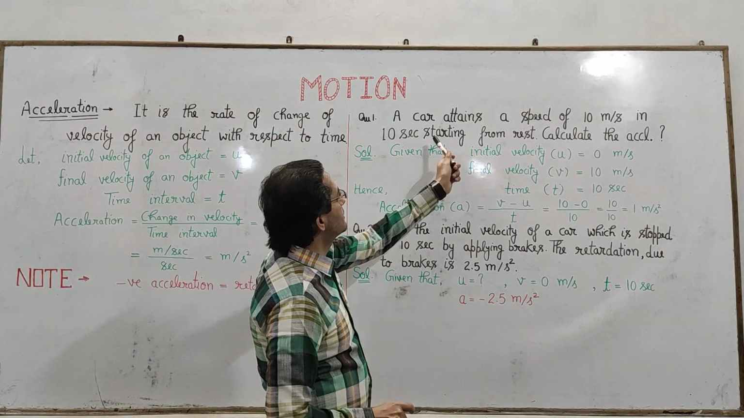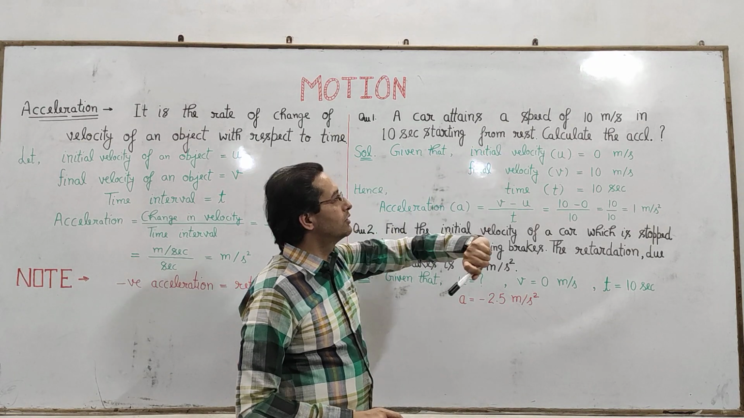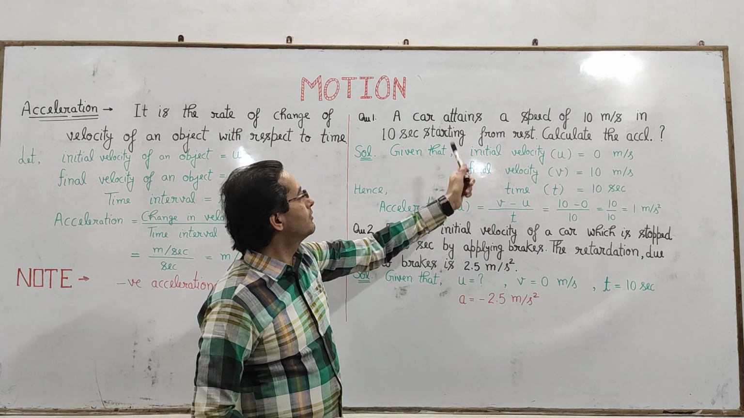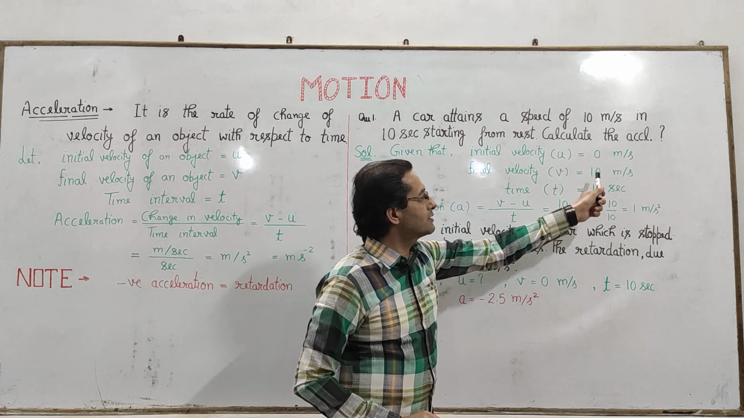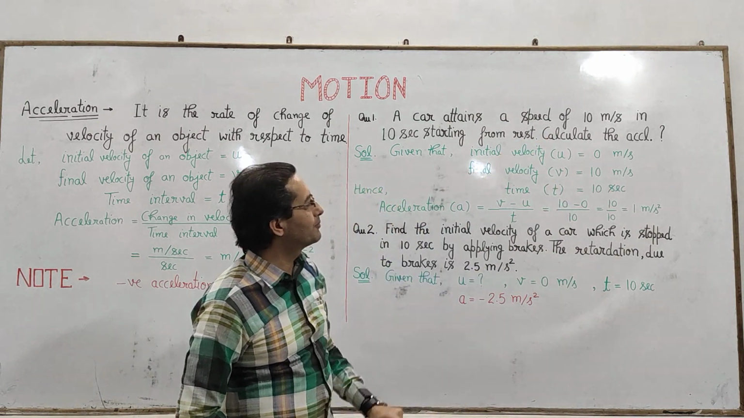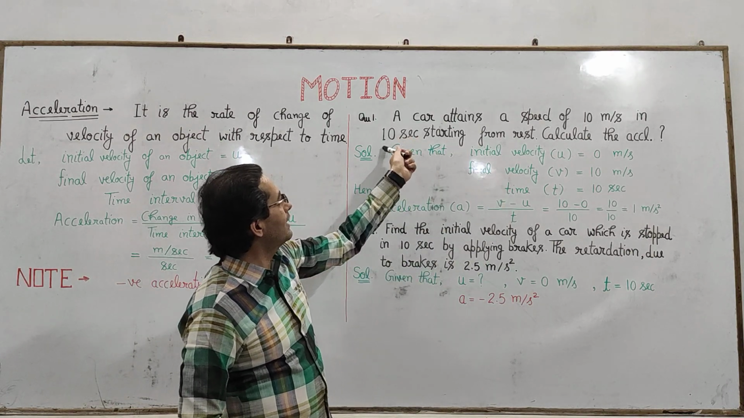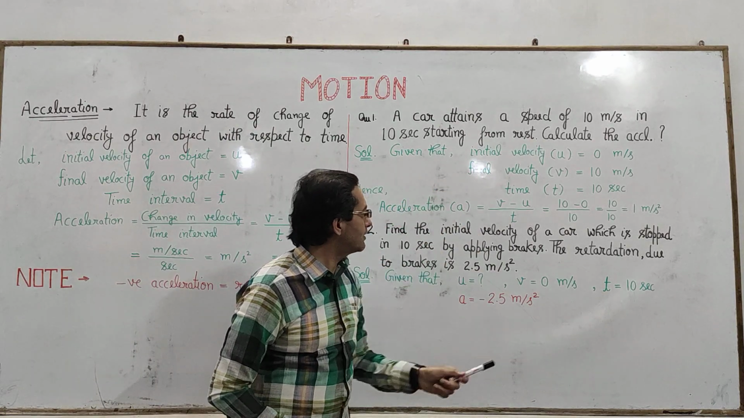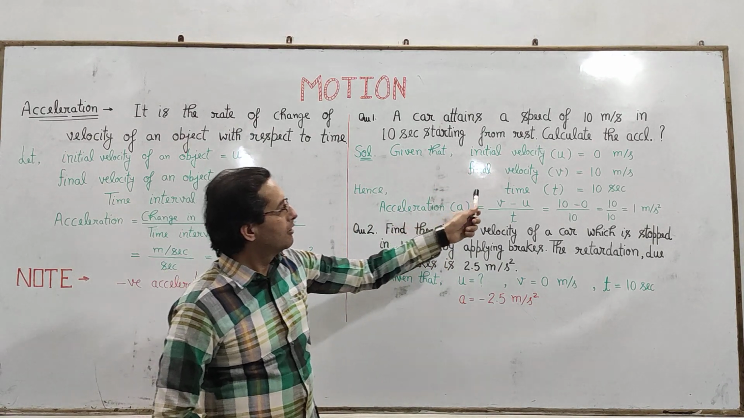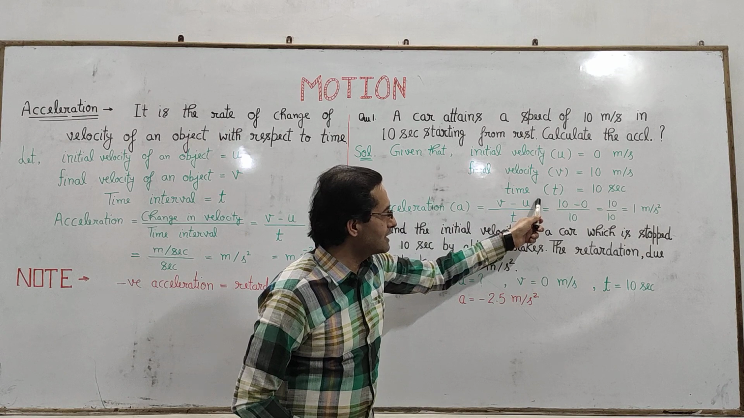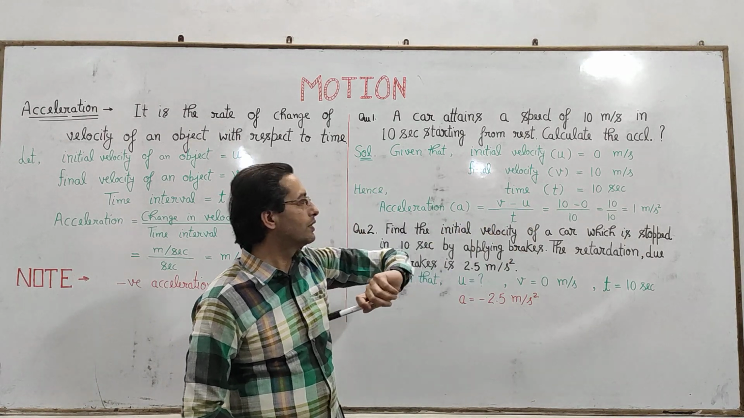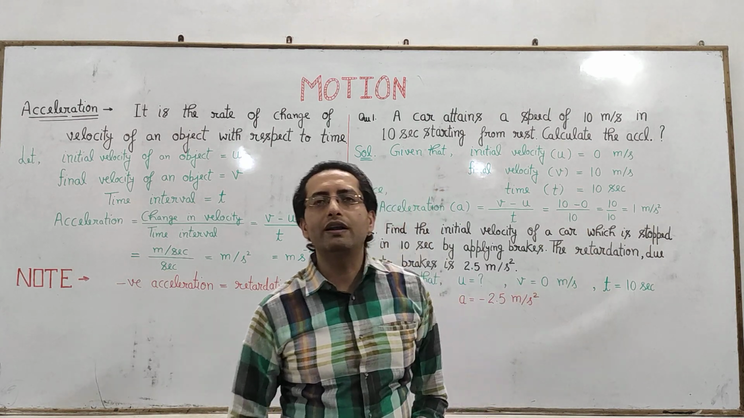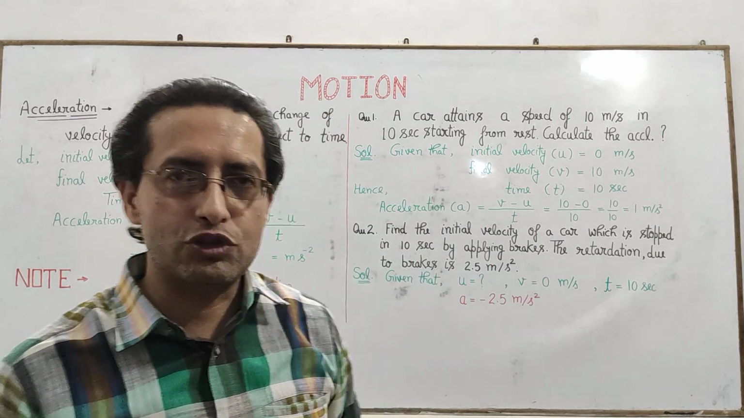Here, as the object is starting from rest, the initial velocity is 0, and the final velocity is equal to 10 meter per second. Now the time taken is 10 seconds. We have to find out the acceleration. So acceleration is equal to final velocity minus initial velocity upon the time. So 10 minus 0 upon 10, it is equal to 1 meter per second square.